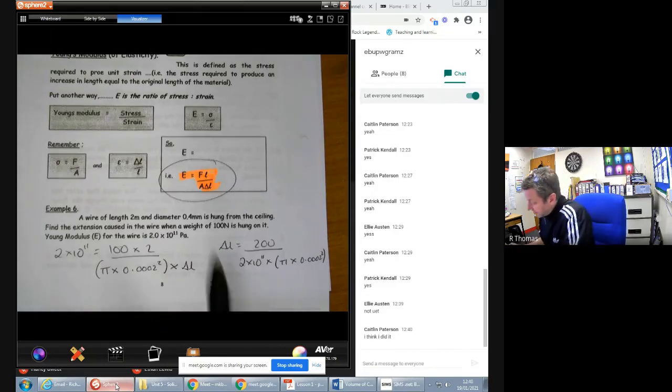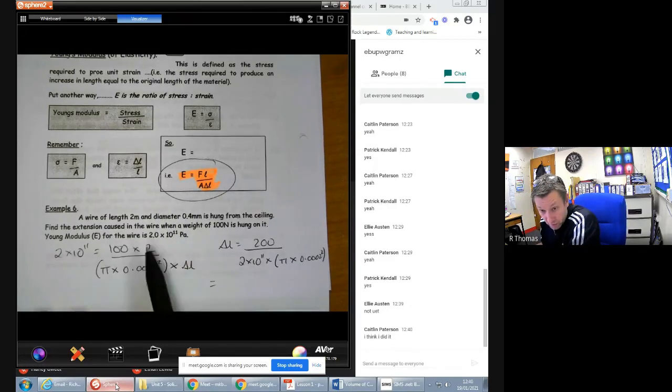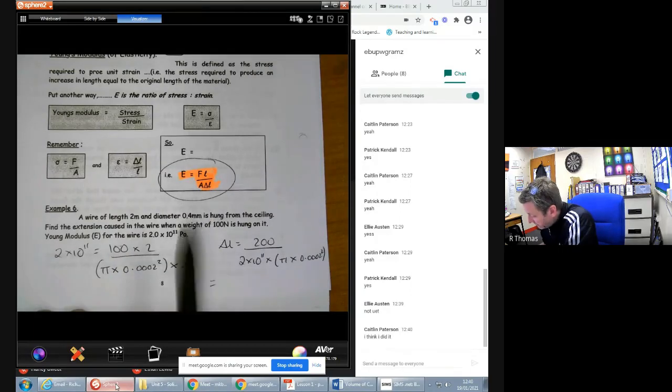So the first thing I did was I wrote out E equals FL over A delta L and substituted in what they gave me. Oh, well done, Caitlin. So they gave me the Young's modulus, 2 times 10 to the 11. They gave me the force, 100 newtons. They gave me the length, 2 meters. They didn't give me the area, but they give me the diameter. So I've got to use pi r squared.